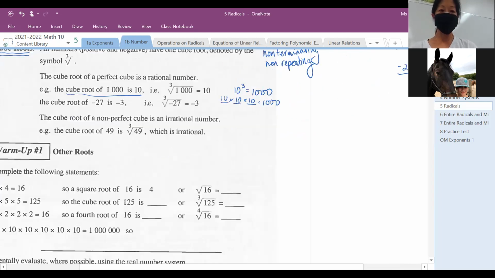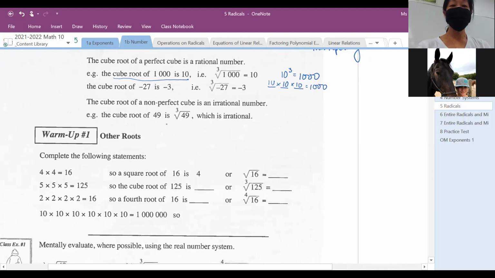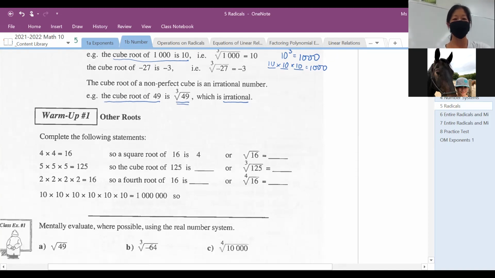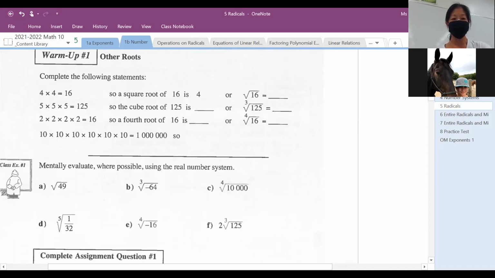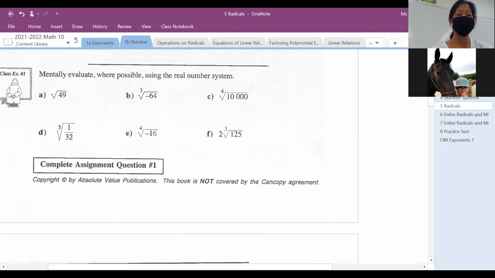Okay. So the cube root of 49, let's look at that. Can you take the cube root of 49? We look at 49, we're like, oh, that's a perfect square. 7 times 7 is 49, but is 49 a perfect cube? No, it's not. So then that means it is irrational. Okay, so the cube root of 49, irrational.